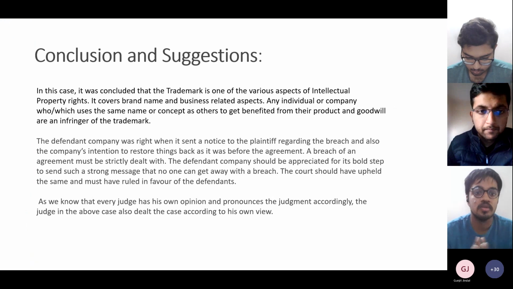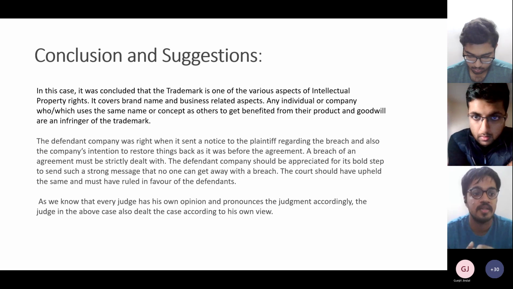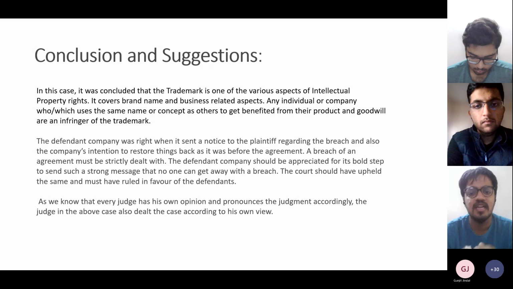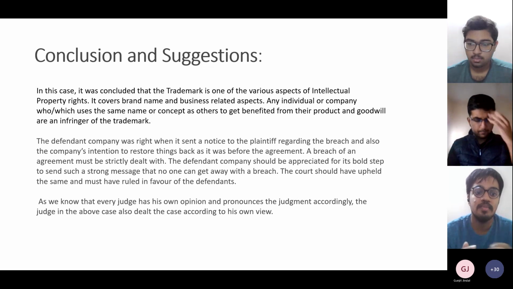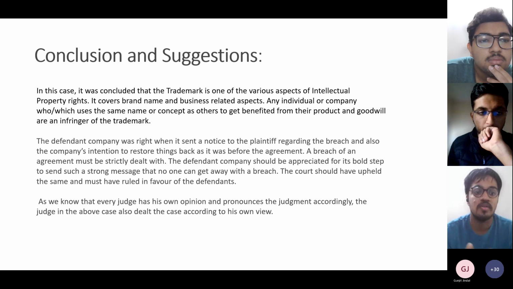And now we will come to the conclusions and suggestions that we have here. In this case, it was concluded that the trademark is one of the various aspects of intellectual property rights. It covers brand name and business related aspects. Any individual or company who uses the same name or concept as others to get benefited from their product and goodwill is an infringer of the trademark.